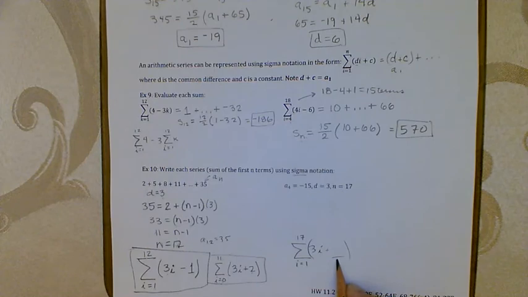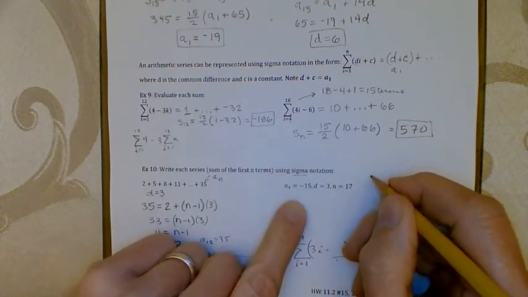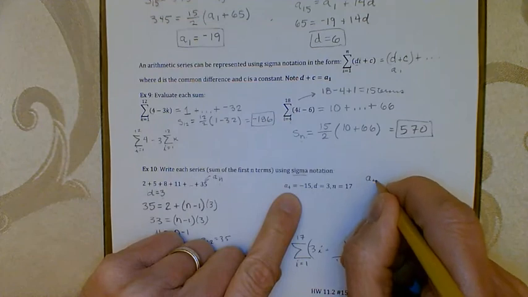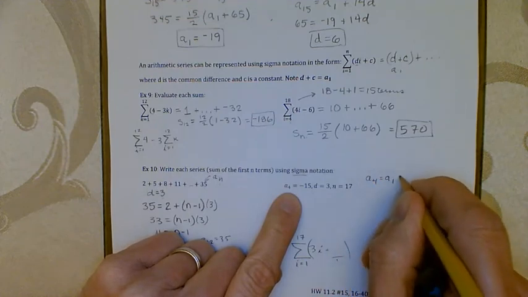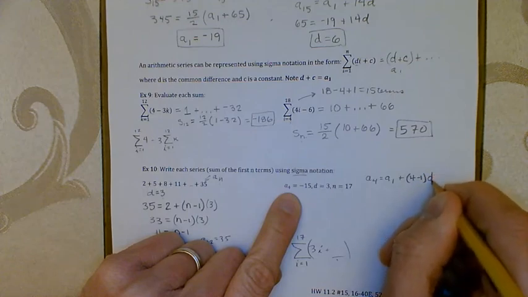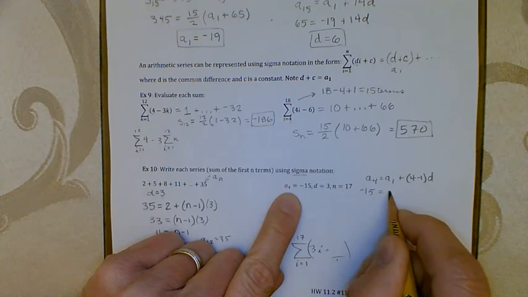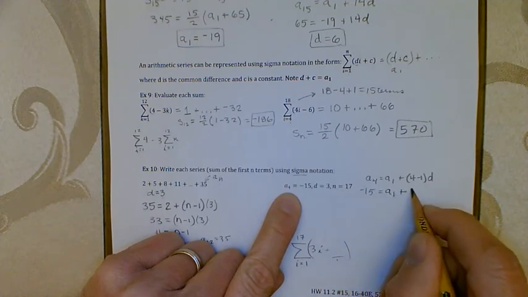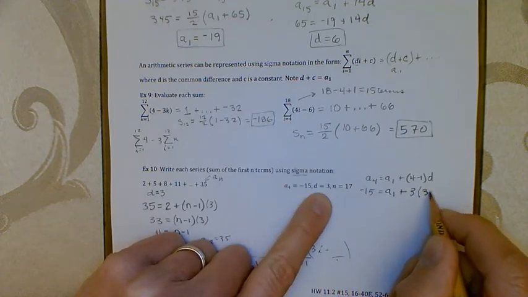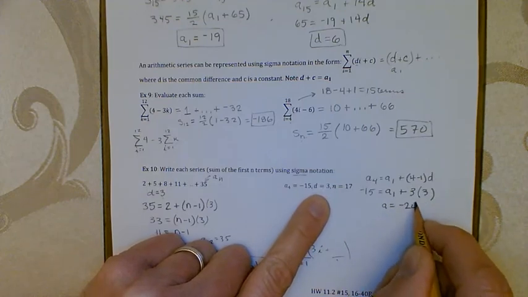And so I kind of have to go back and find a sub 1. So I need a sub 1, so I know what to do to this to make it into the first term. So I'm going to use this in our formula. So we're going to do a sub 4 equals a sub 1 plus 4 minus 1 times our d. And so let's plug in what we know. Negative 15 is equal to a sub 1 plus 3 times our d, which is also 3. And so a sub 1 ends up being negative 24.